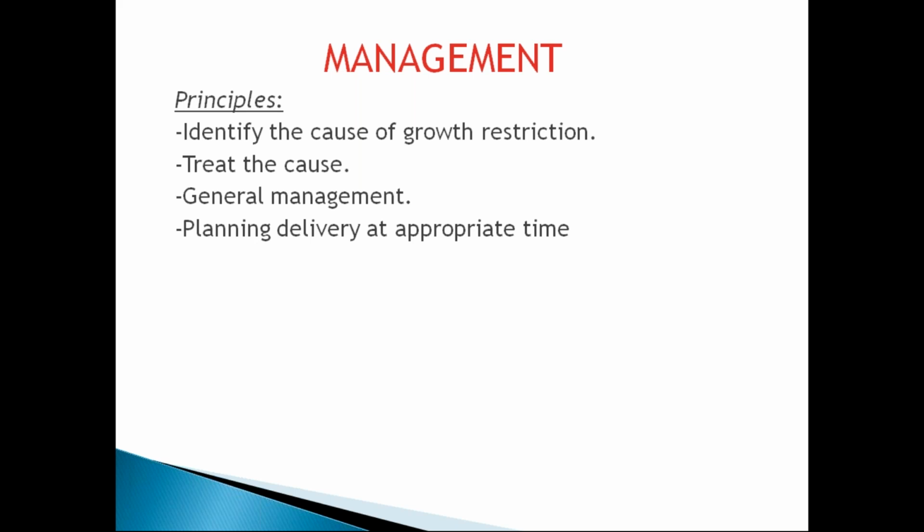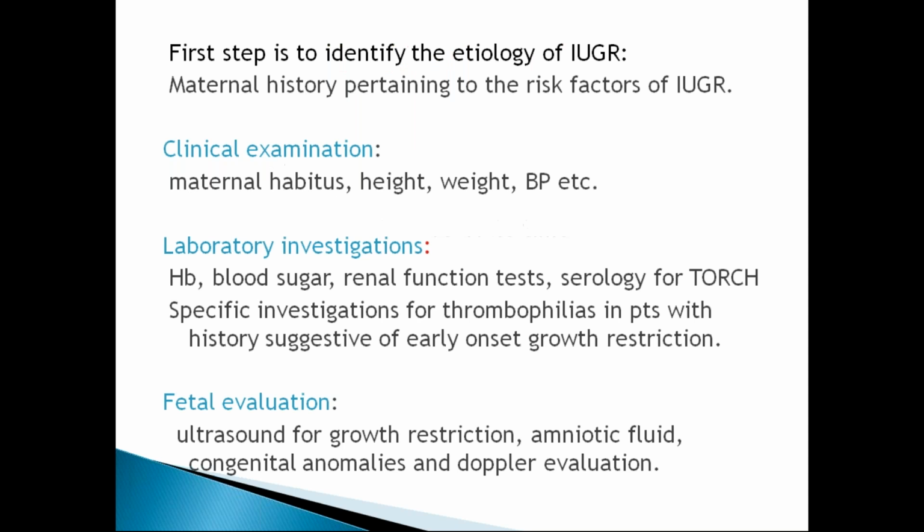You have to decide the moment you get the patient. So etiology: I told you what the causes of IUGR are. If it is a hypertension patient, you have to treat the hypertension. If it is diabetes, you have to treat the diabetes. That is the first thing you have to face. So clinical examination: height, weight, diet, all this. This is very important.